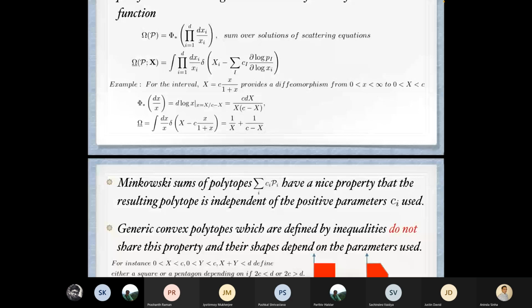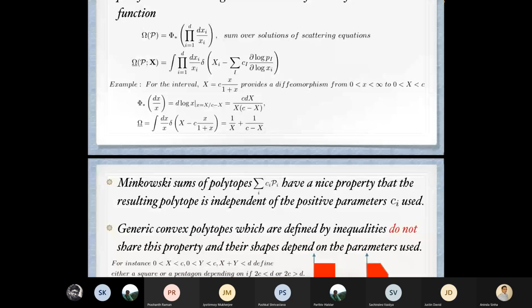Generic convex polytopes, which are defined by inequalities of the kind we saw, do not share this property. Their shapes very much depend on the parameters used. For example, consider the following set of inequalities: 0 less than x less than c, 0 less than y less than c, and x plus y less than d. Now the shape can either be a pentagon or a square, depending on whether 2c is less than d or 2c is bigger than d, right?